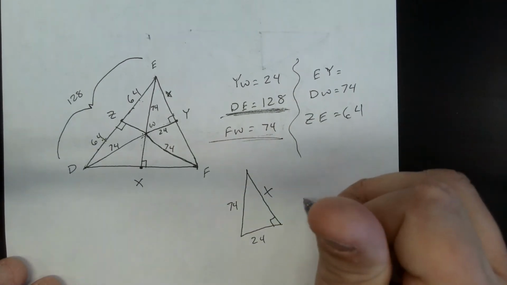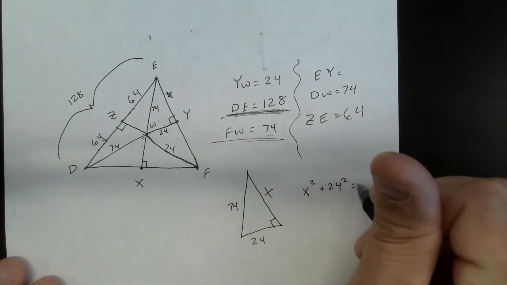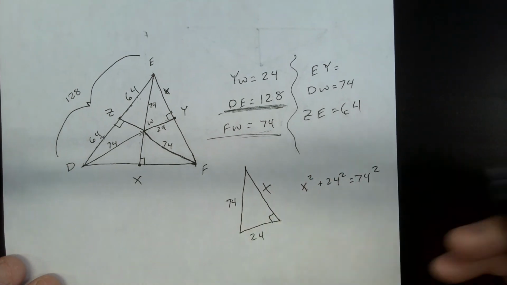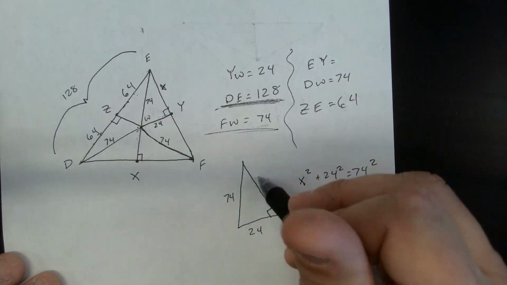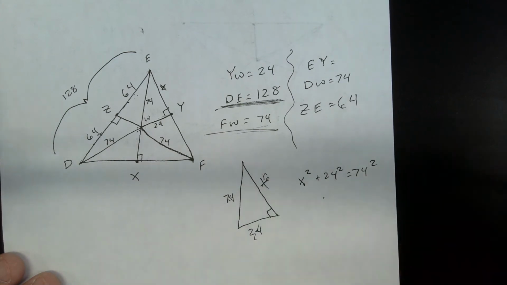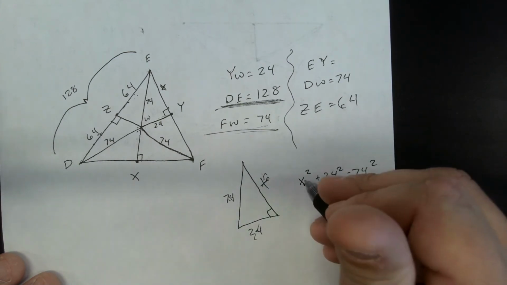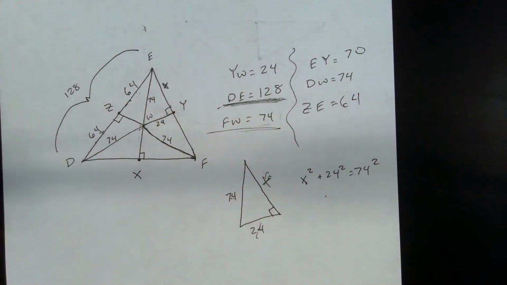So what is X equal? So you set it up, X squared plus 24 squared equals 74 squared. And you go through, you solve that. This is A and B, it doesn't matter. And that's all we see. Hypotenuse is all we see. The other two, it doesn't matter. So X squared, we get X equals 70. 70 is EY. Okay, any questions so far?